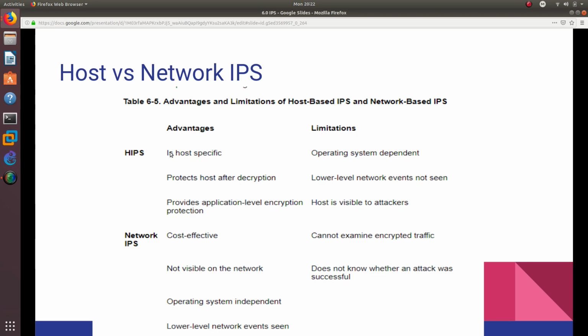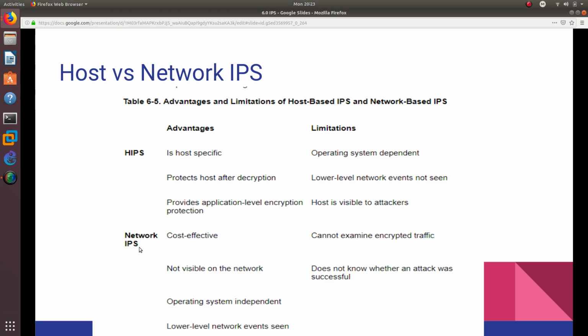protection. The limitation of HIPS, or host-based IPS, is that it is operating system dependent, so it depends on the operating system that you have: Linux, Windows, Mac. Lower level network events are not seen. The host is visible to the attacker, so the attacker knows what host-based IPS you have installed on your computer.